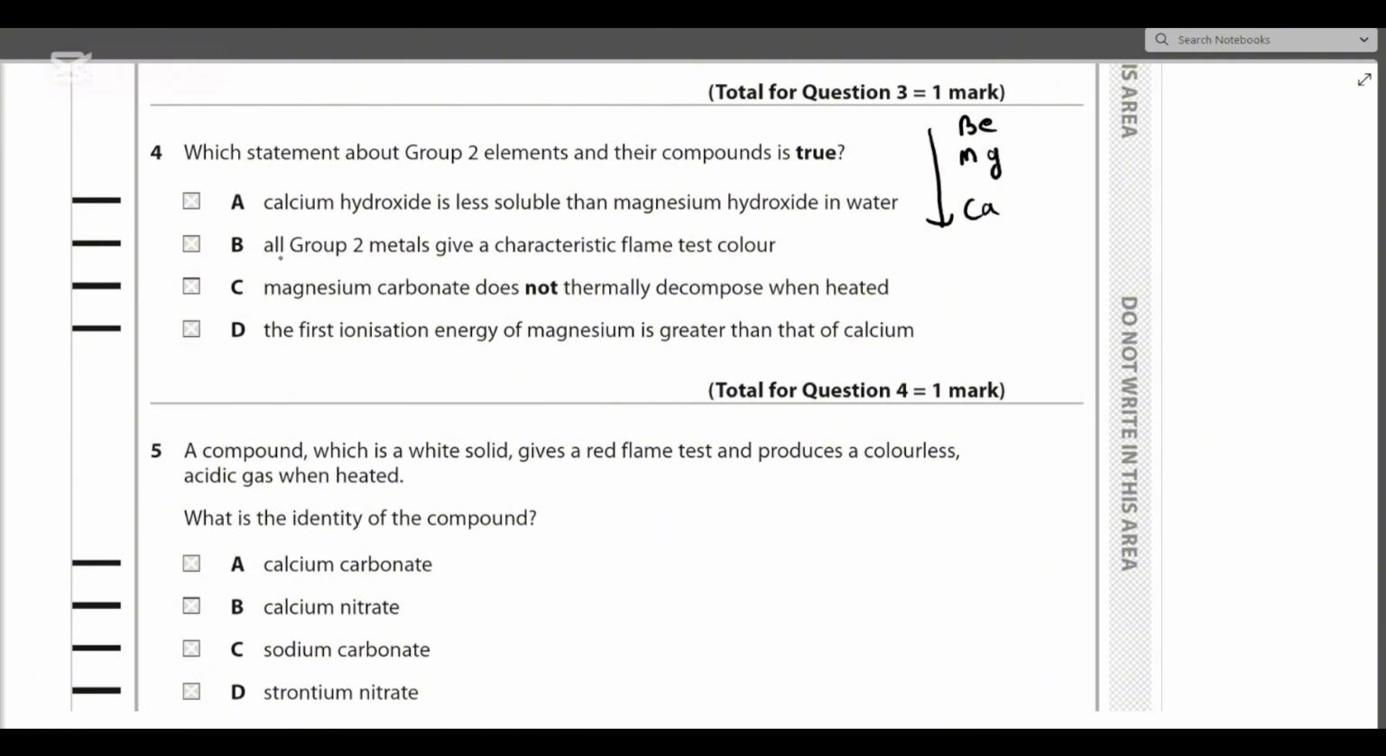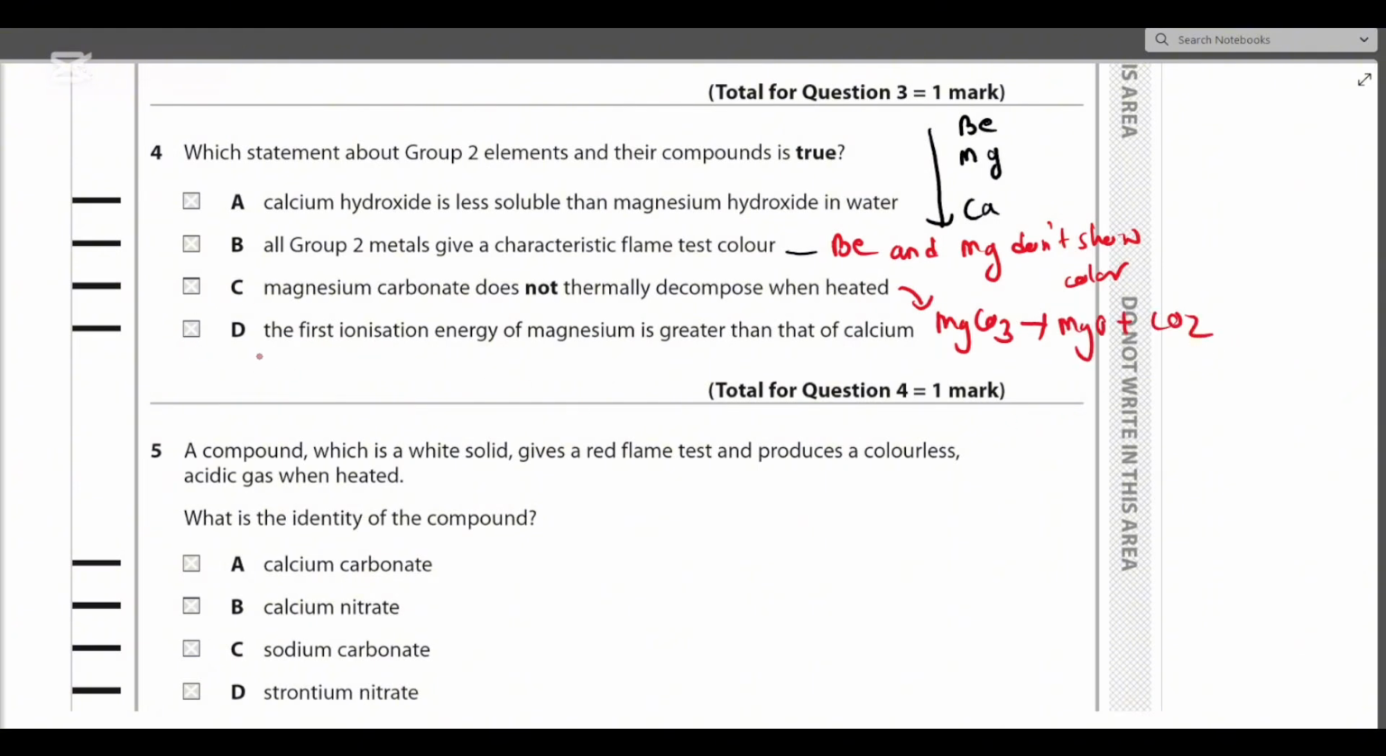If I talk about B, that all group 2 metals provide a characteristic flame test, this is not correct, because beryllium and magnesium don't show color. So that's not correct as well. Then, magnesium carbonate does not thermally decompose when heated. This is obviously not correct either, because it does decompose when heated, giving magnesium oxide and carbon dioxide.